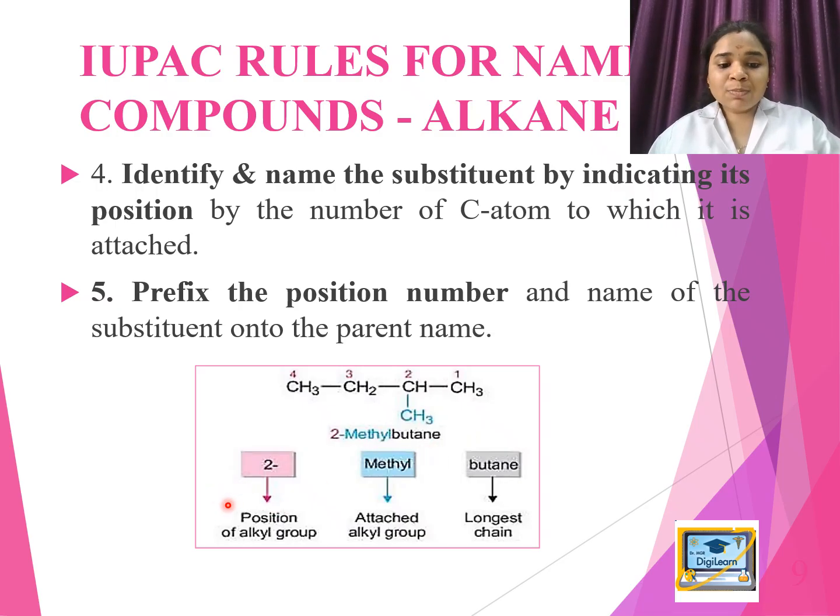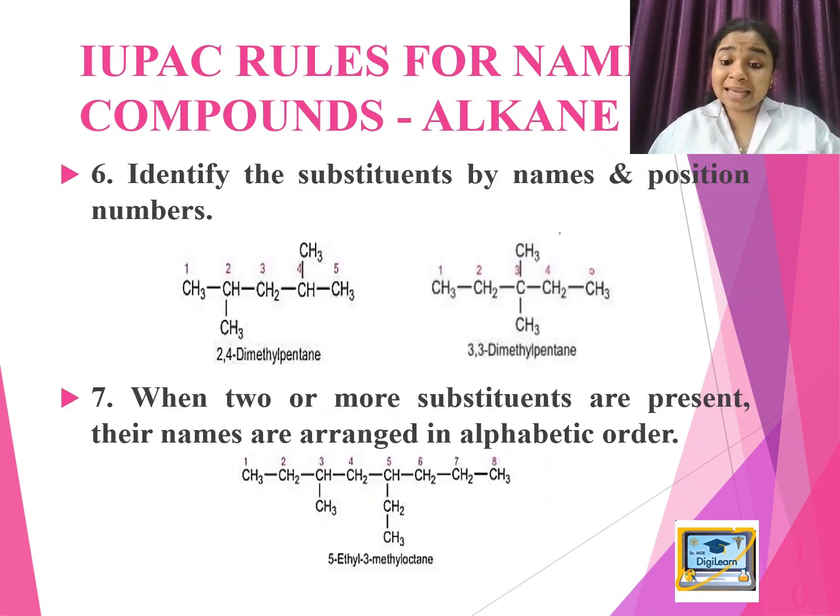So look at the explanation. Position number 2 is the position of the alkyl group. The alkyl group is nothing but your substituent. Methyl is your substituent, present in position number 2, attached to the parent chain. And butane is the longest chain. This is one example for your alkane compounds. Look at a few more examples. Rule number 6: identify the substituents by name and position number.